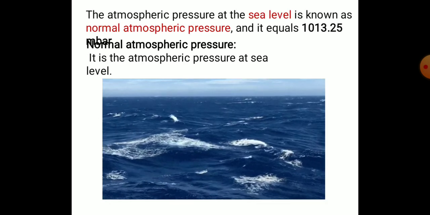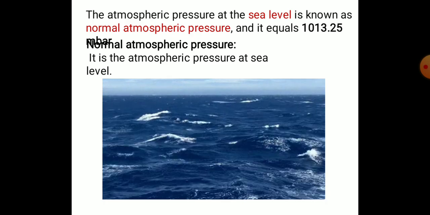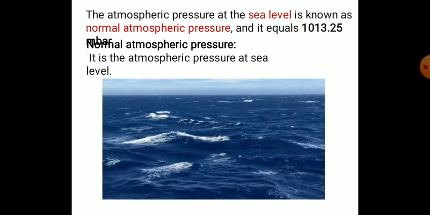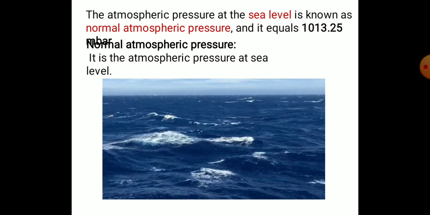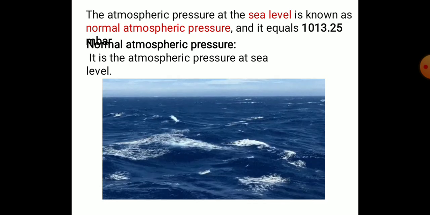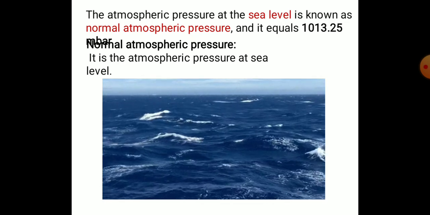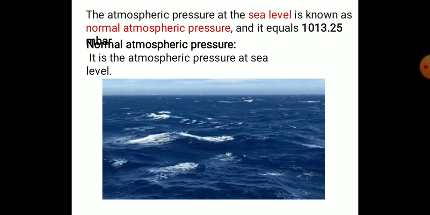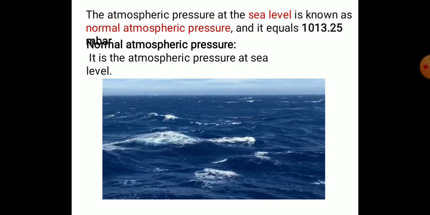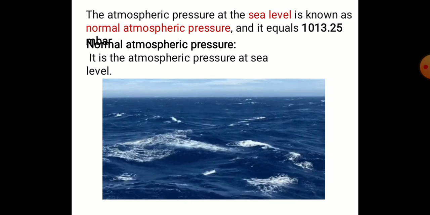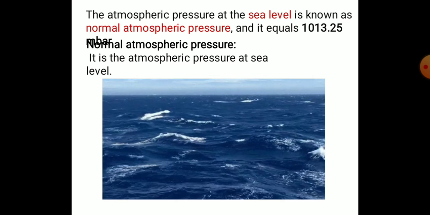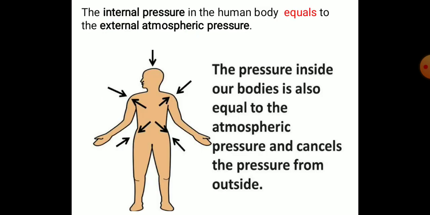Do you know that the atmospheric pressure at sea level is known as normal atmospheric pressure, and it equals 1013.25 millibar? So what is the meaning of normal atmospheric pressure? It's so easy. It is the atmospheric pressure at sea level. Perfect. And don't forget that the internal pressure in the human body equals the external atmospheric pressure.